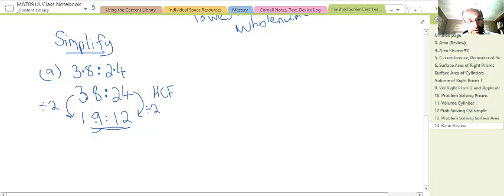3.8 to 2.4 can also be written as 19 is to 12. We have the smallest whole numbers available that make the same ratio.